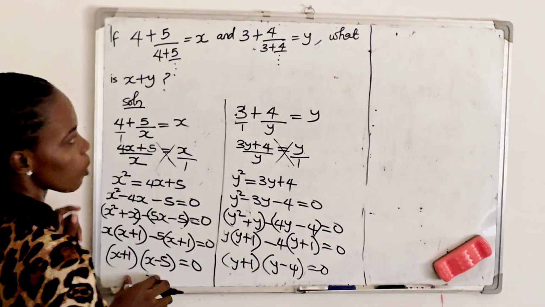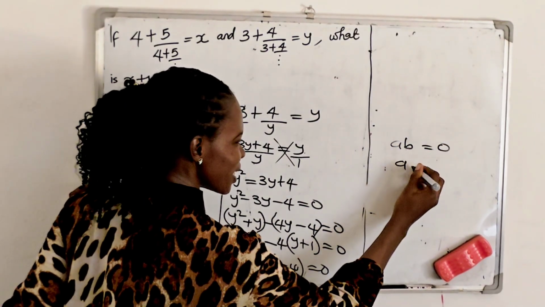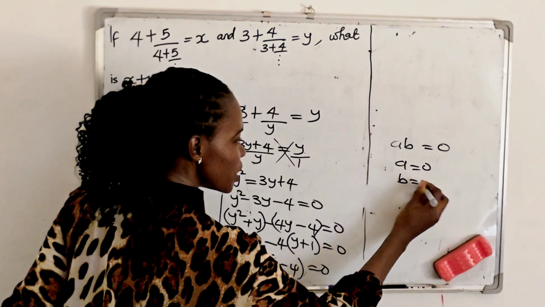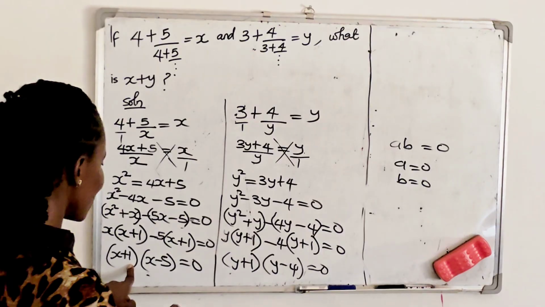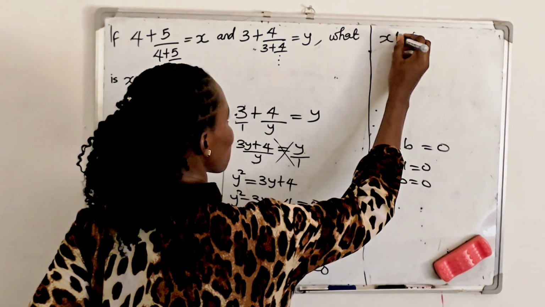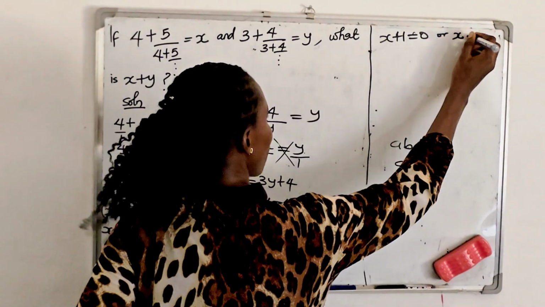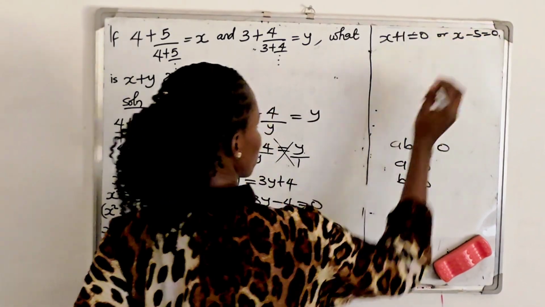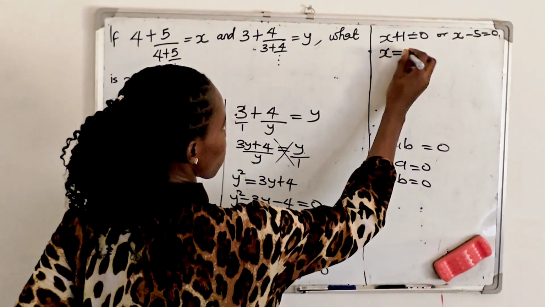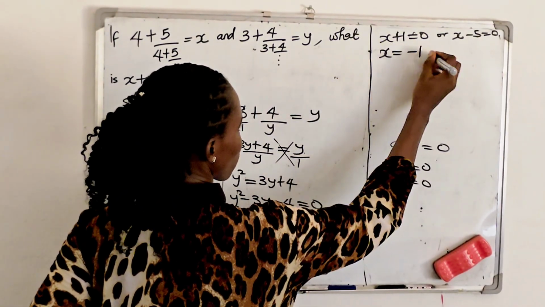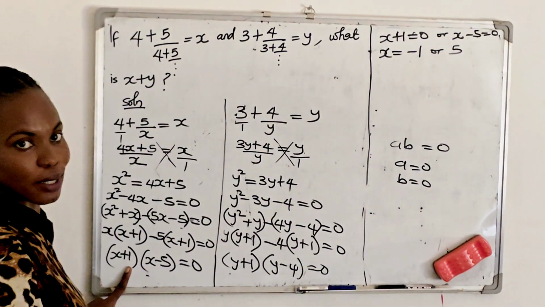Alright, so now a times b is equal to 0 means that either a is 0 or b is 0, or both of them are 0. So this simply means that x plus 1 is equal to 0 or x minus 5 is equal to 0. If this is the case, x will be equal to, this crossing to that side, minus 1, or this crossing to that side, positive 5. Are you getting it? Good.